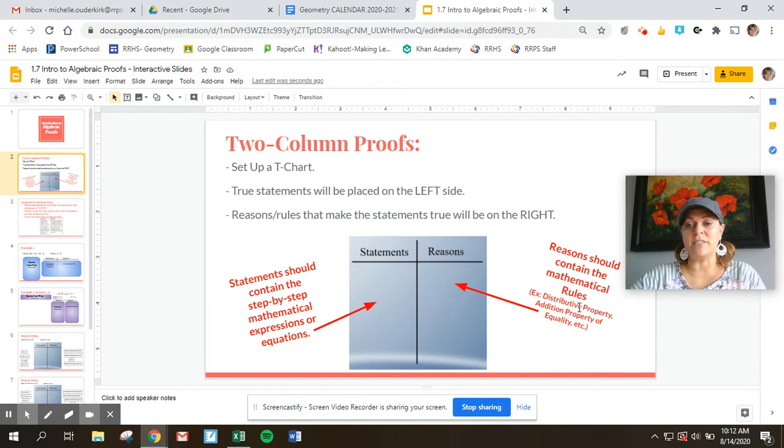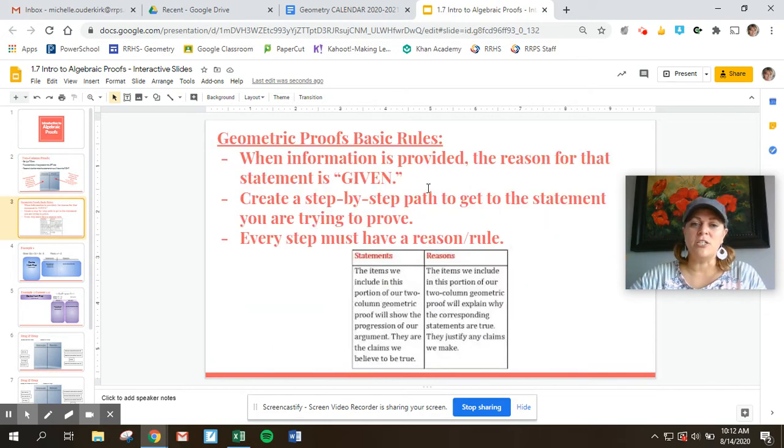So for example, distributive property, addition property, that's adding the same thing to both sides. Subtraction property of equality would be subtracting the same thing from both sides. The rules that you've done and maybe didn't know the names of those rules or haven't been reminded of them in a while. Geometric proofs, the rules are basically write the statements over here and write the reasons over here. It is the same for algebraic proofs.